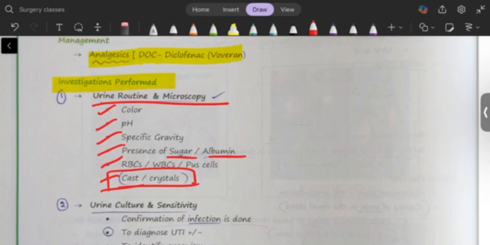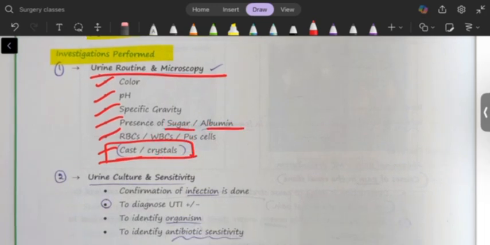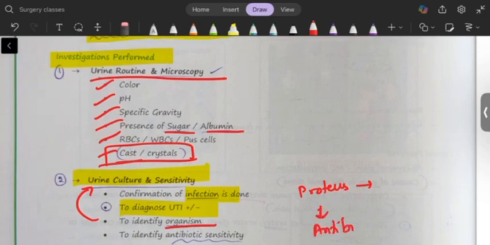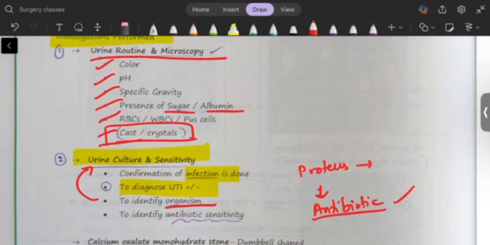Okay, after this we can go for urine culture and sensitivity. If there is infection, it can be confirmed by urine culture and sensitivity. To diagnose UTI, we'll usually resort to urine culture and sensitivity. By doing culture, we can identify the organism which is causing it. If it is Proteus, there is a high chance that it will become triple phosphate or Staghorn calculi, and we can also test antibiotic sensitivity so that we can prescribe the antibiotic to which the patient is sensitive. Okay, so these are all the uses of urine culture and sensitivity.